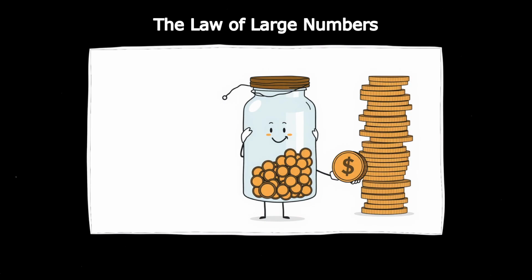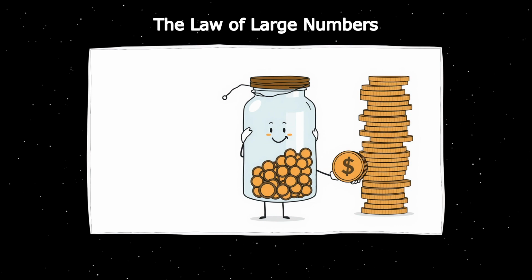The law of large numbers is a fundamental concept in probability and statistics, and it provides a fascinating insight into how we can predict the behavior of random events over larger sample sizes.